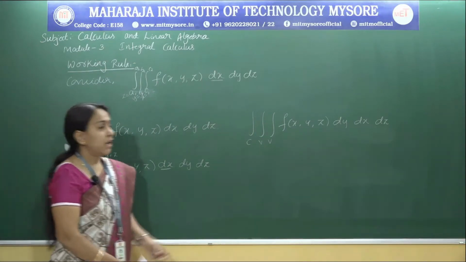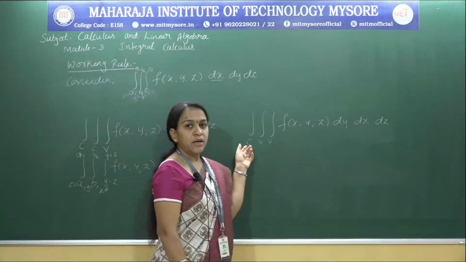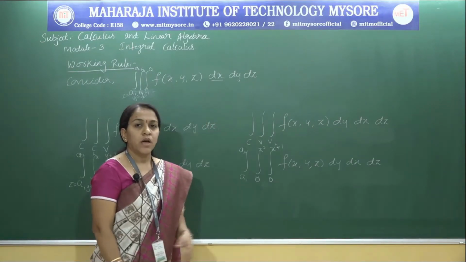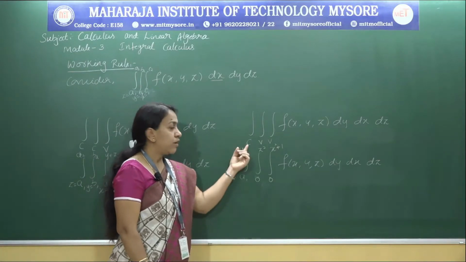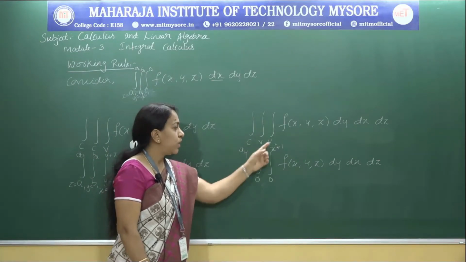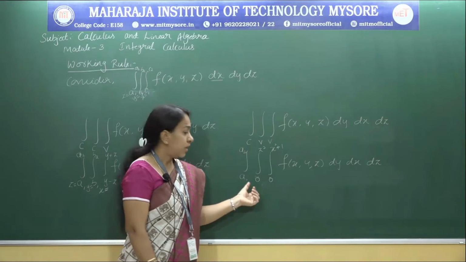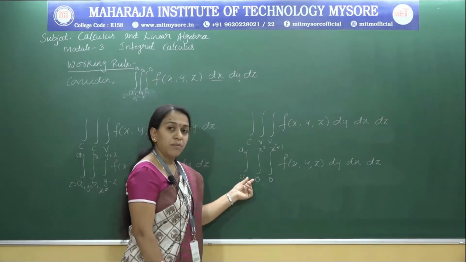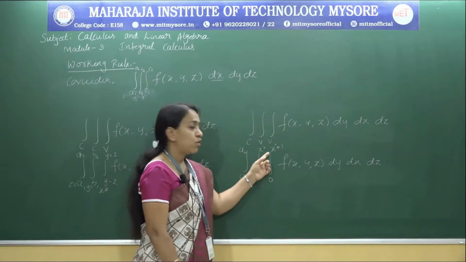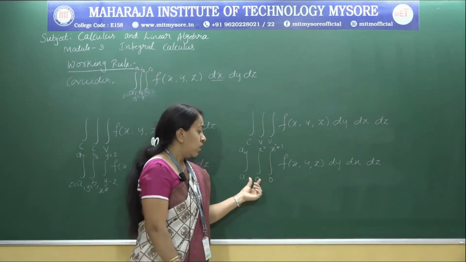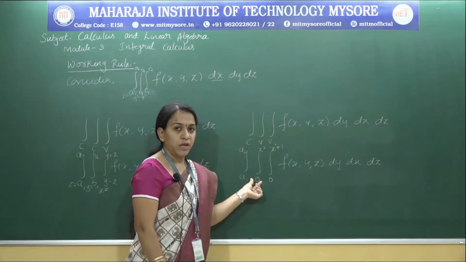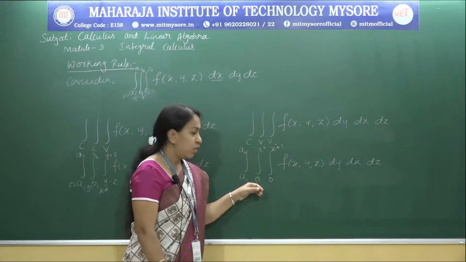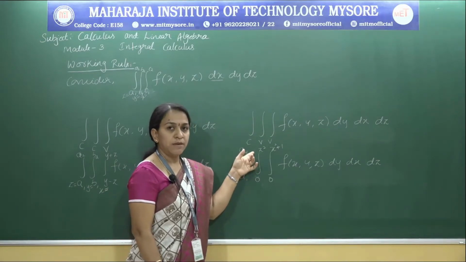And the next option is, I can have one constant limit and the other two as variable limits. That is, the constant limit varies from a1 to a2 and the variable limits are 0 to z square and 0 to x square plus 1. Of course, the lower limit may be 0 or any constant number and the upper limit may be variable, or I can have a variable lower limit and a constant upper limit.